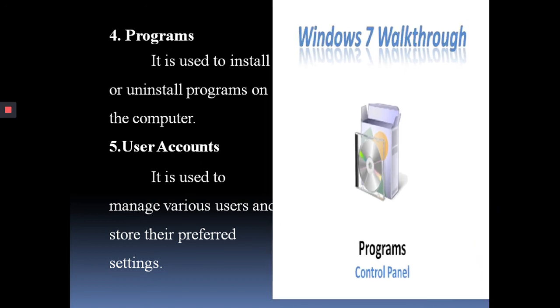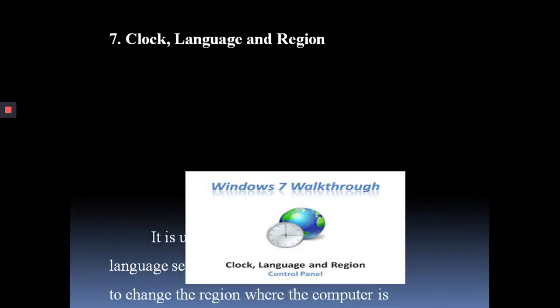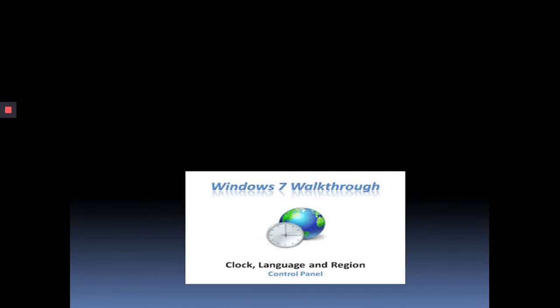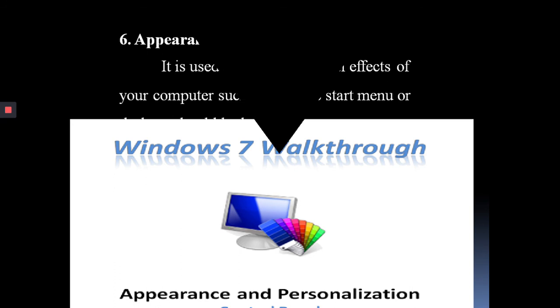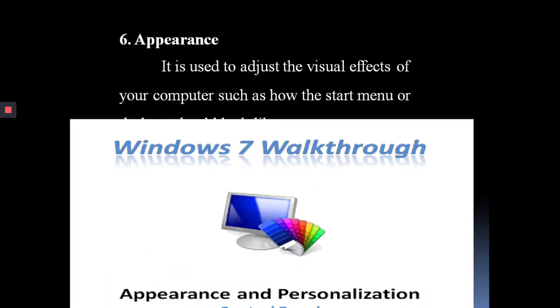Okay, this is the program icon. The sixth one is appearance. It is used to adjust visual effects of your computer, such as how the start menu will work.